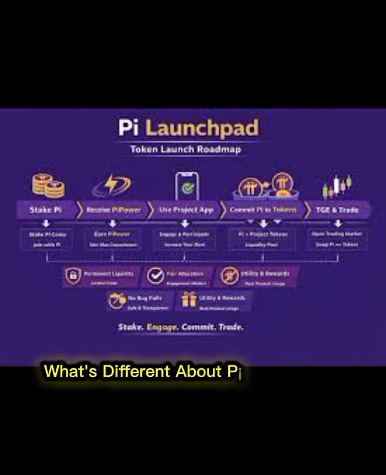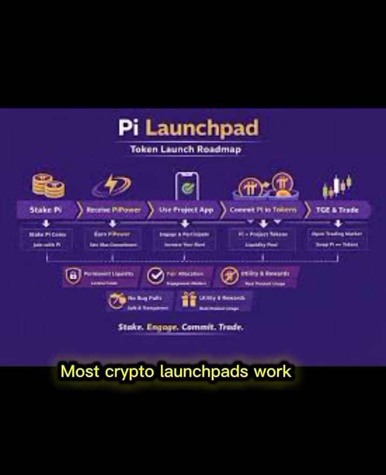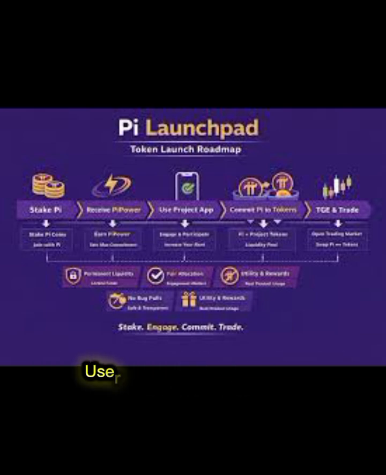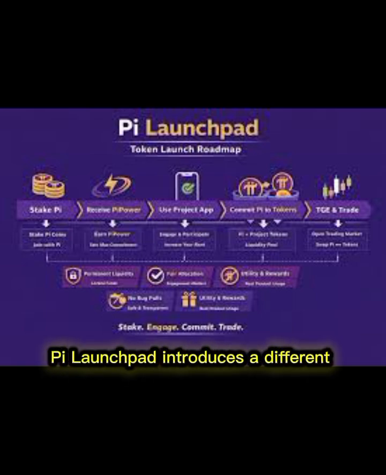What's different about Pi Launchpad? Most crypto launchpads work in a very simple way. Users buy a new token and the project team receives the money. After the launch, the project decides how to use those funds. Pi Launchpad introduces a different model.